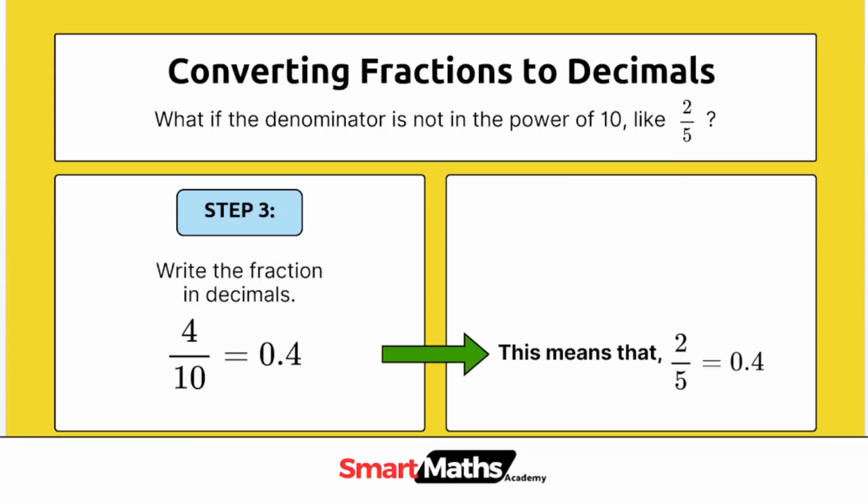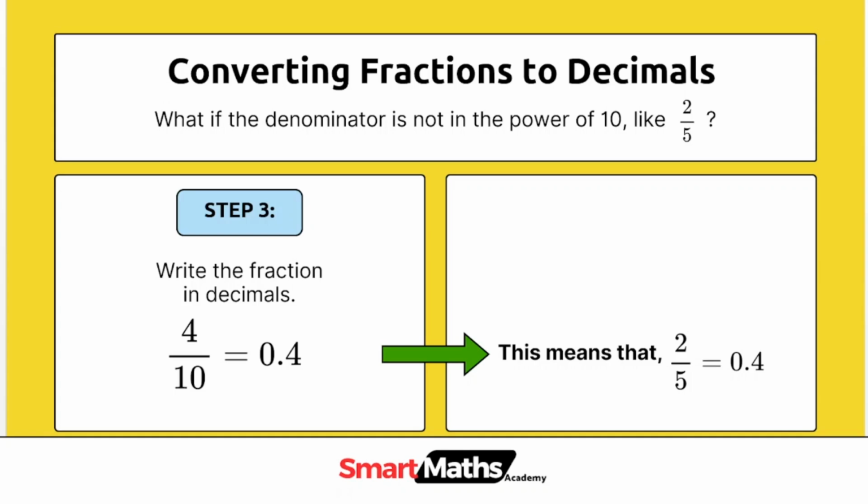So step 3, write the fraction in decimal. So 4 tenths is 0.4 because it's only 10. So 4 will be under the tenths value. So this means 2 over 5 is equal to 0.4. I hope this is very clear to you.